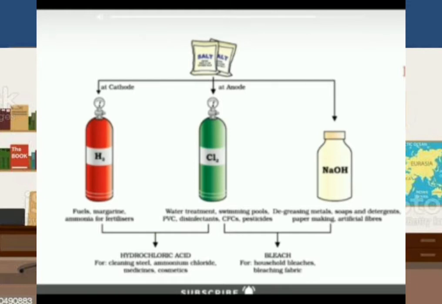Thus all products are very useful for different purposes. We can use H2 as a fuel and for ammonia for fertilizers, and Cl2 for water treatment and the production of PVC, and we can use NaOH for making soaps and detergents, paper making, etc. Thus all these products are made from NaCl, common salt.